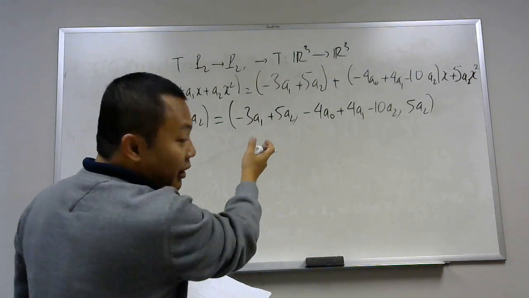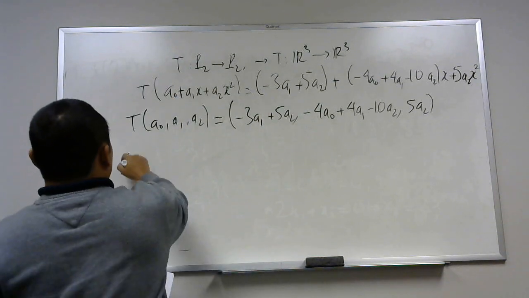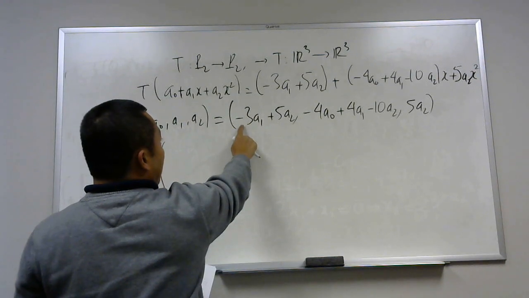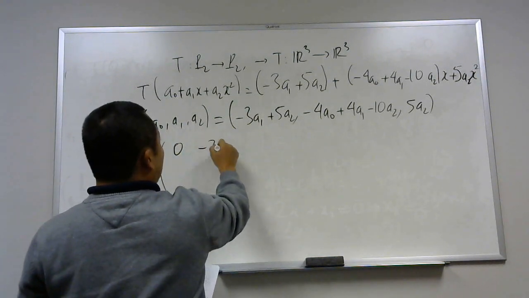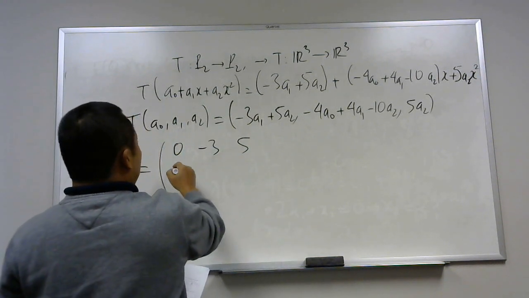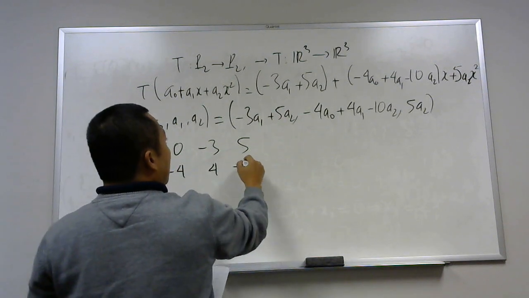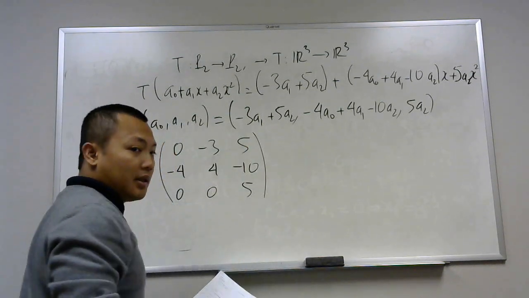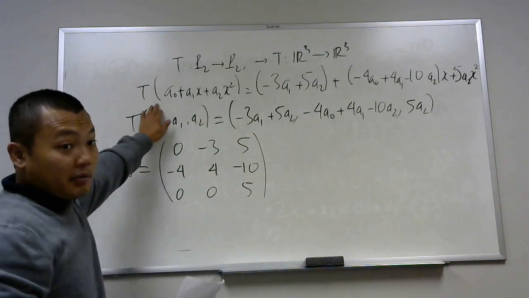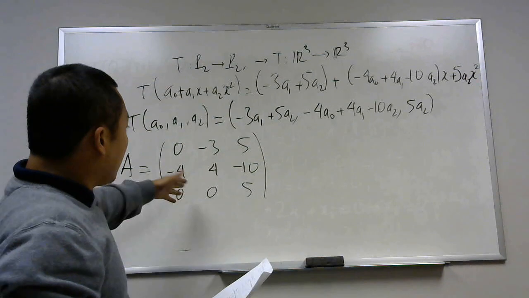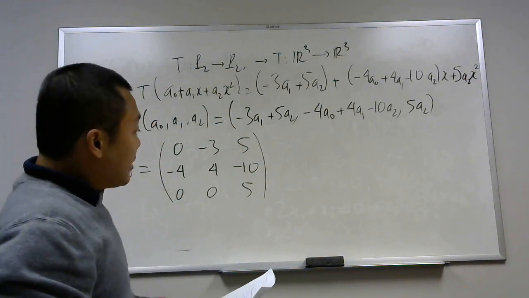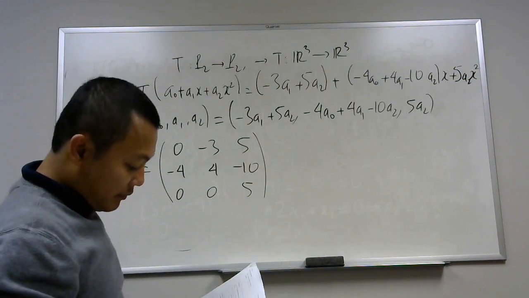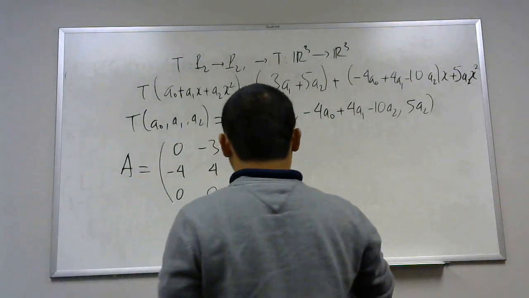So we can put our matrix in this form. The matrix looks like, here we have zero, A0, so that means 0 in here, -3 and 5, right? And then -4 and 4, and then -10, and then 0, 0, and 5. That is the matrix for this linear transformation. So write the characteristic equation, set it equal to 0, and then find all roots.